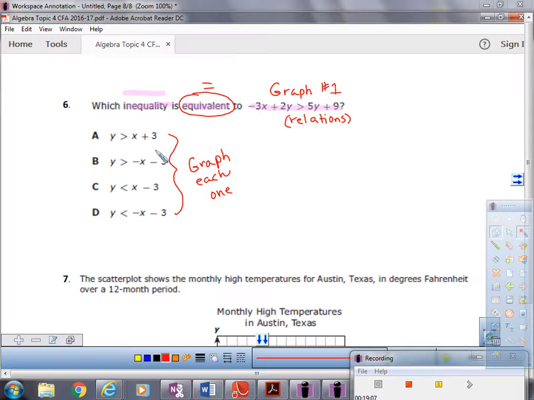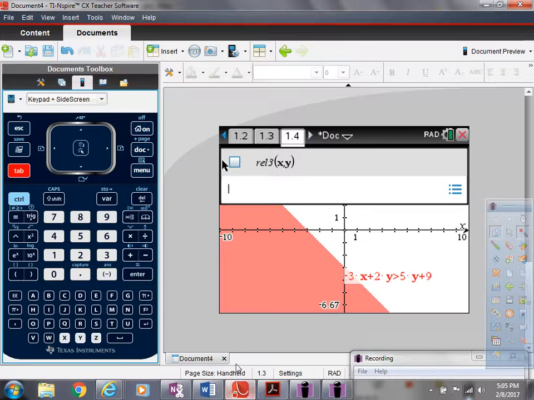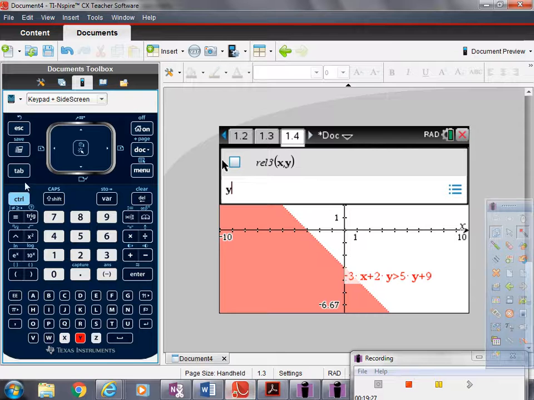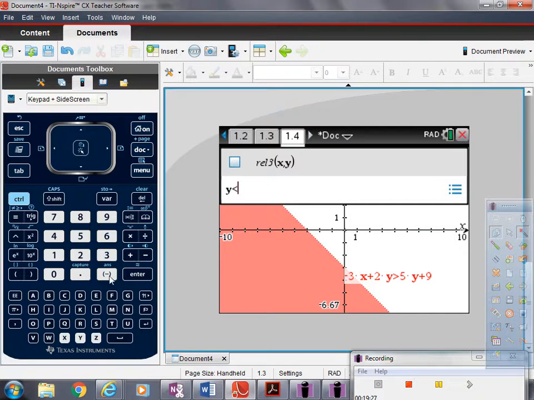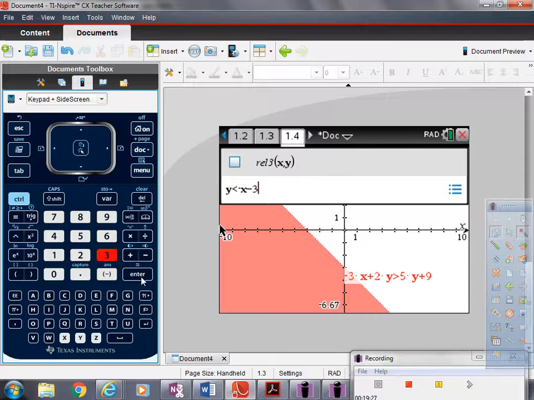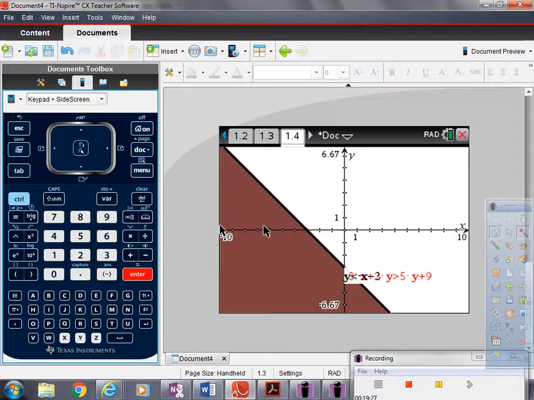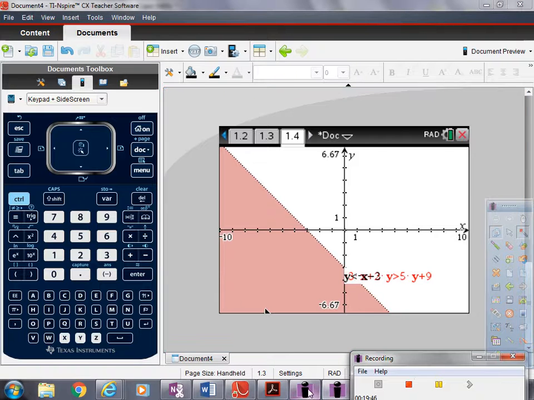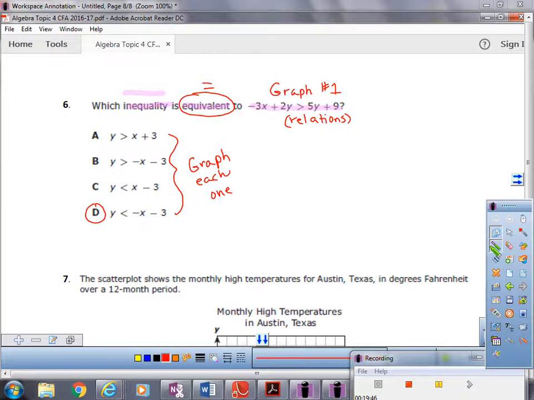Now I know the correct answer, so I'm just going to go straight to that to save us some time. The answer choice was D. So I'm going to show you how I'm going to graph this. When you got to D, you would have seen the same picture. So let's see, it's y less than negative x, take away 3, press enter, boom, it's the same picture. Click on the line, you'll see that it's dotted as well. So those are the equivalent inequalities. You just need to look for that matching picture. So the correct answer was D.